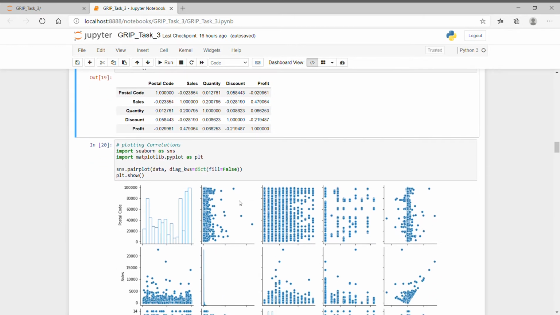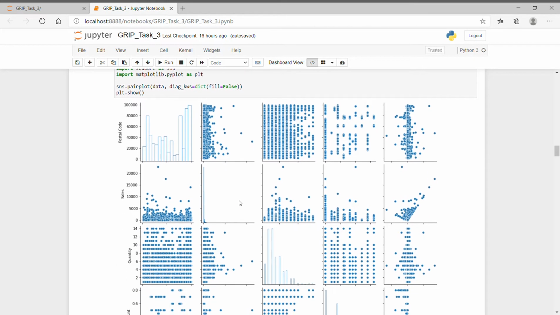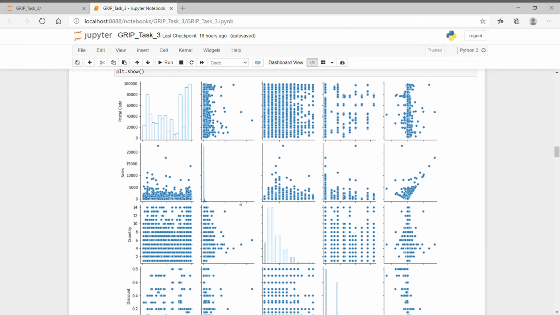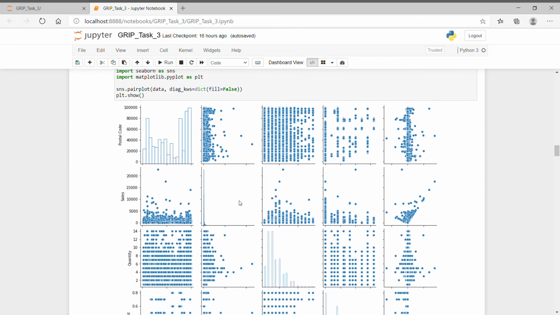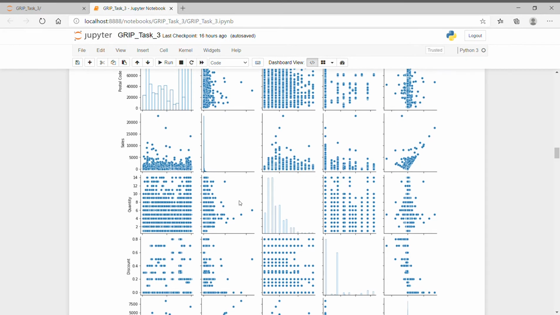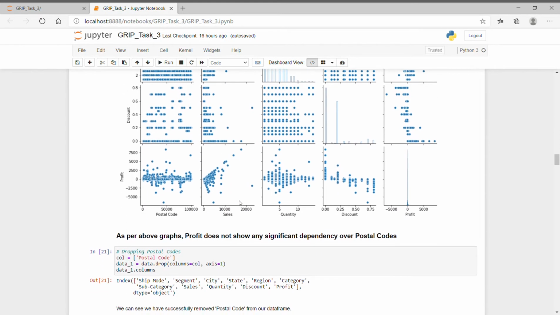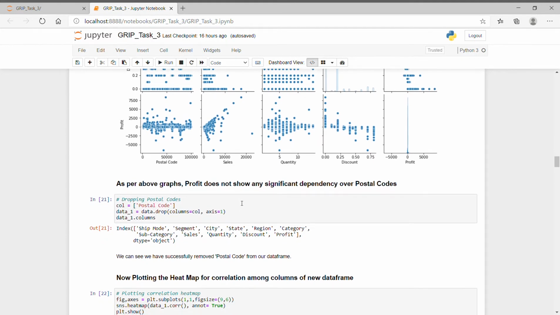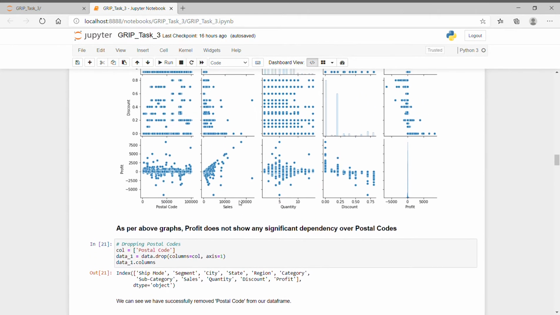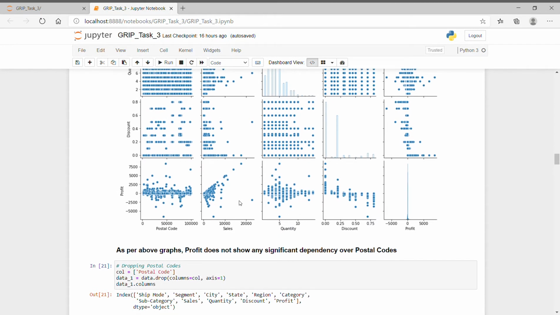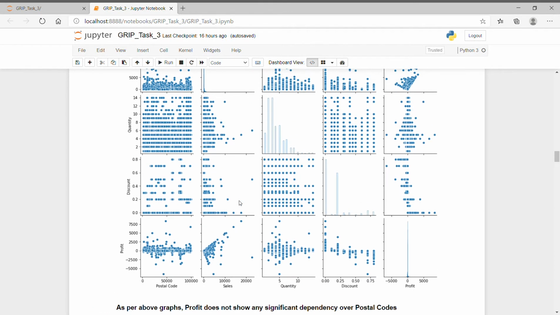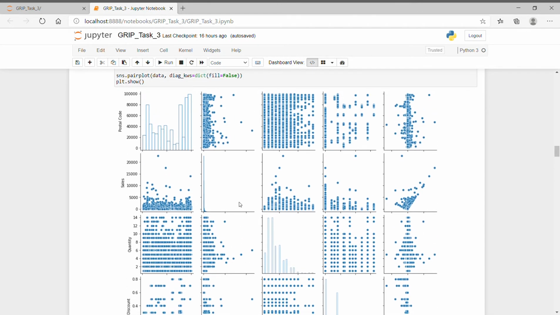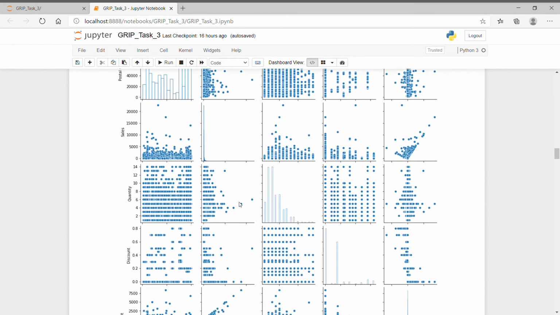Let's see the graph for the respective correlations. Here is the correlation graph, or this could be called a pair plot. As we can see in the above graph, profit does not show any significant dependency on postal codes. So let's move to the postal code and profit segment.